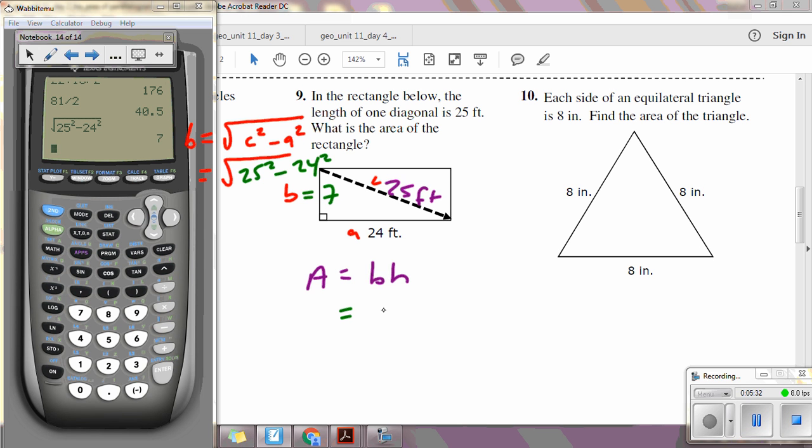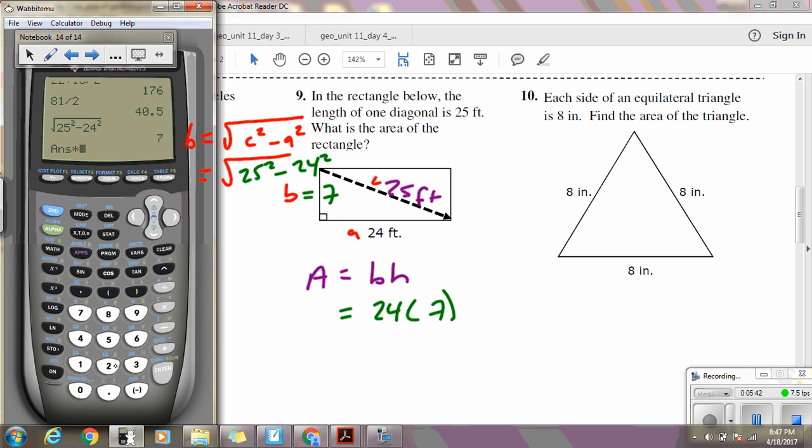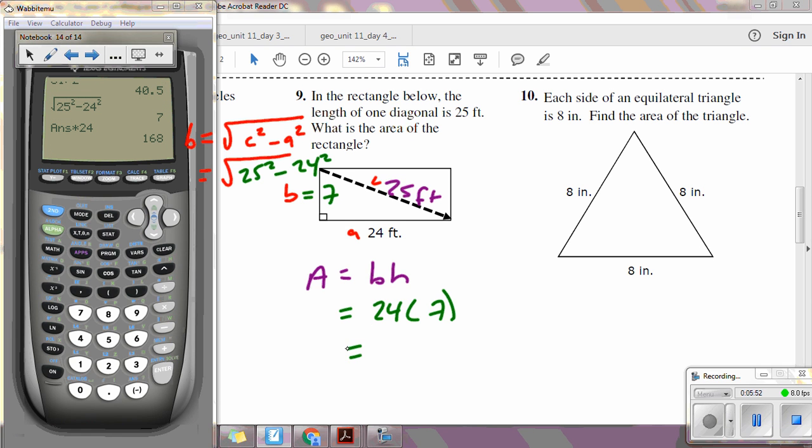So now I can find my area. Base, which is 24, times my height, which is 7. 168 feet squared.